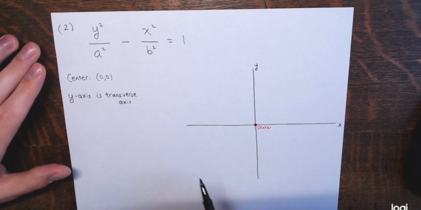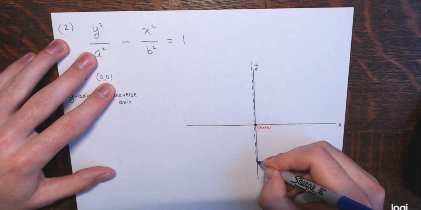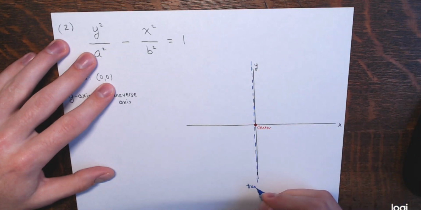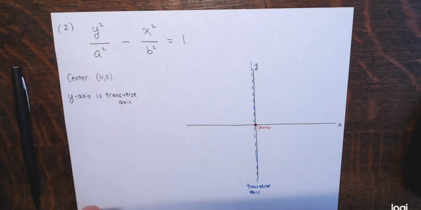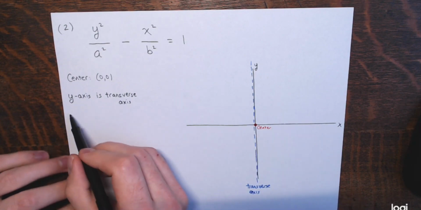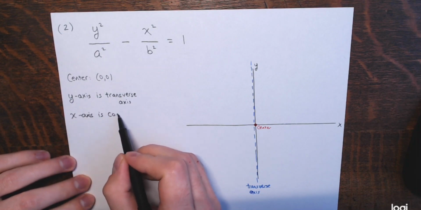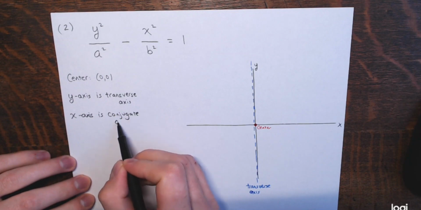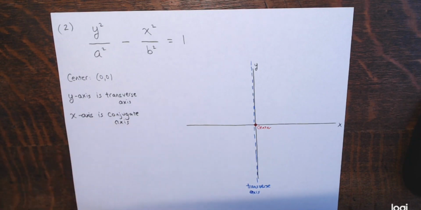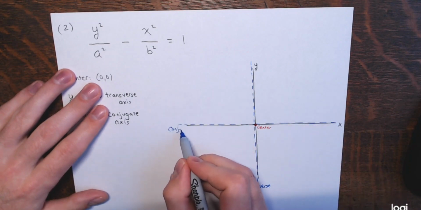So again, I'll dot that in. Here's the y-axis. This is the transverse axis. This is going to be the line with the foci and the vertices on it. And if the y-axis is the transverse axis, perpendicular to that going through the center, the x-axis must be that conjugate axis. So again, just dotting this in here and label it, there's the conjugate axis.